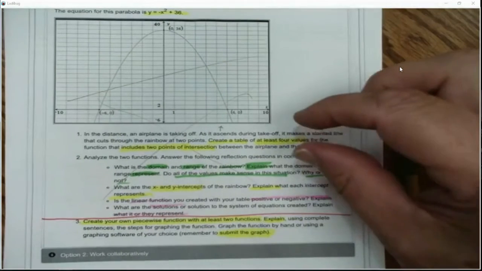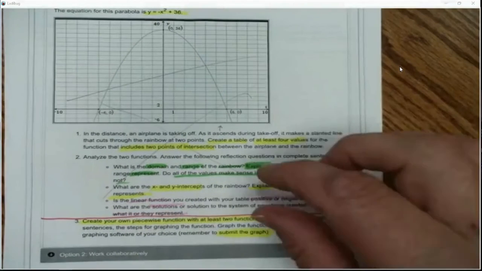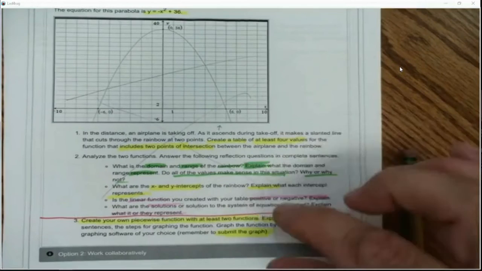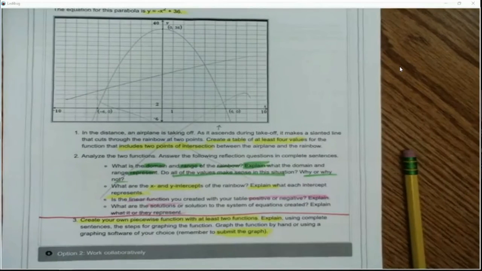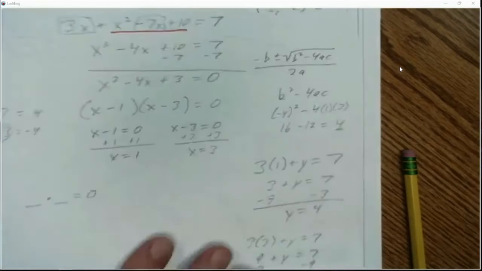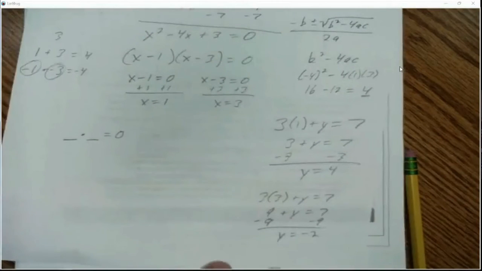You have creating the table, answering these questions in number 2, and then separately creating a piecewise function that has something totally separate from all of the rest that we were doing there. So, all right, I think that's everything I was going over with it. That's the stuff we did earlier.